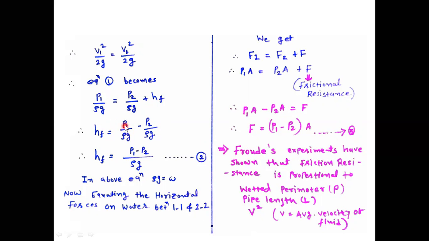That is why Hf is equal to P1 by rho g minus P2 by rho g. So we can write Hf is equal to P1 minus P2 divided by rho g. This is equation number 2. Sometimes rho g is also written as w.